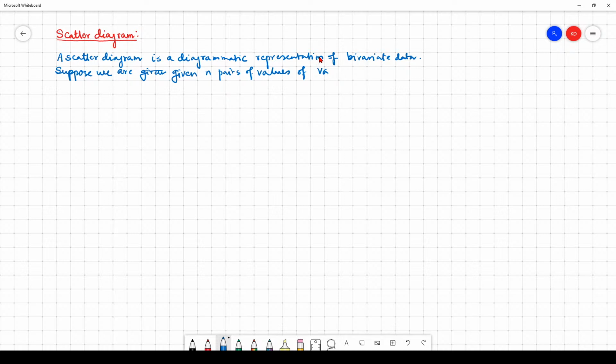Shayo, sir, please explain conditional distribution again. Shayo, I will discuss later, okay? First finish this scatter diagram, then I will answer your query, okay? Please wait.